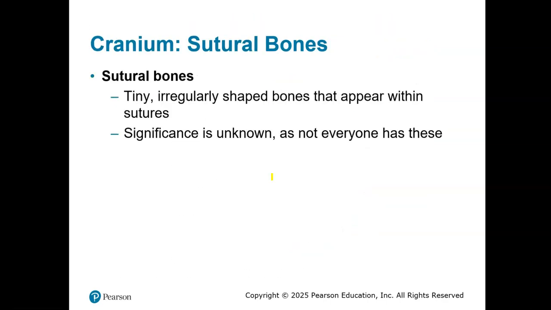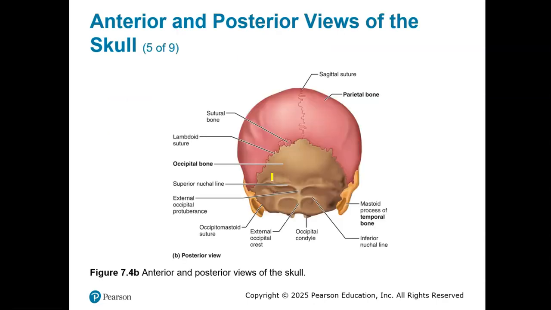There are bones called sutural bones, which are little teeny tiny bones that appear within the sutures, like you see right here. And you're not going to have to identify those.